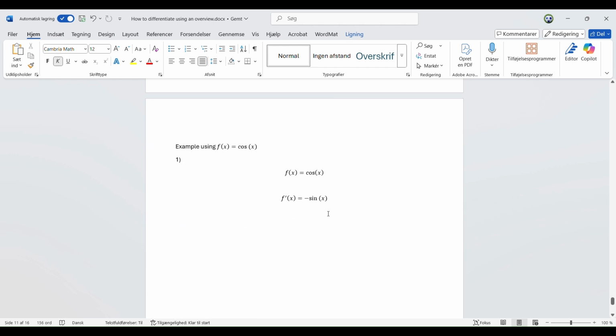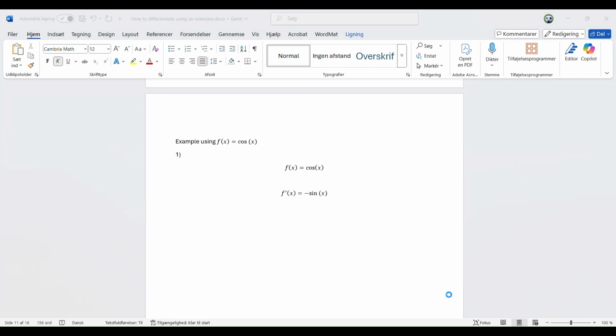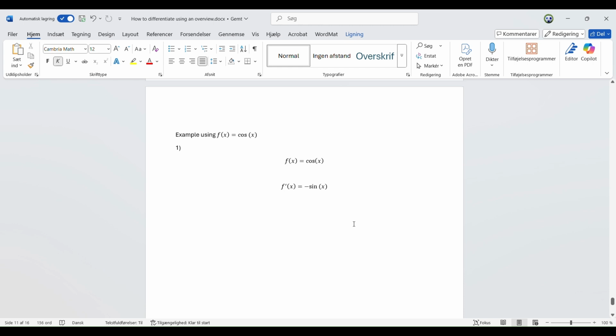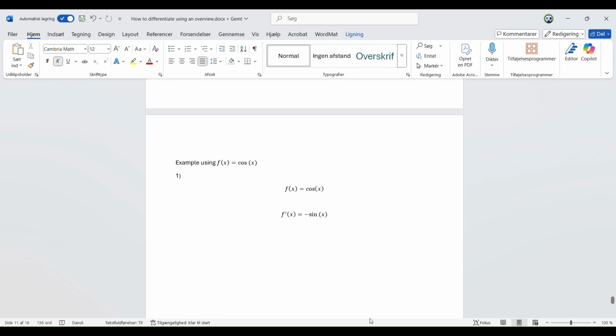And the last one, we just once again go to our overview and see that for cosine of x, the first order derivative of that one is minus sine of x. So let's try that out. So if our function is called f of x equals cosine of x, then f prime of x equals minus sine of x. So that was every function in an overview like this one.